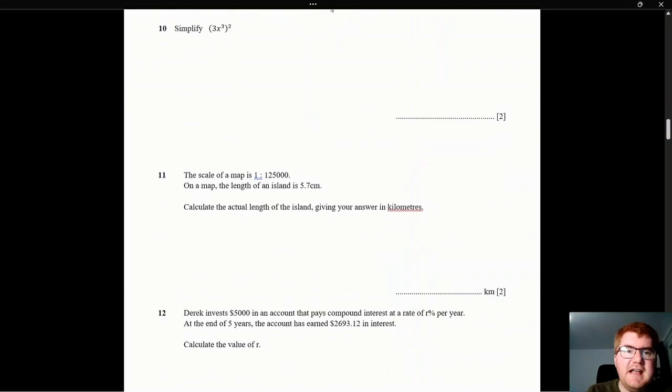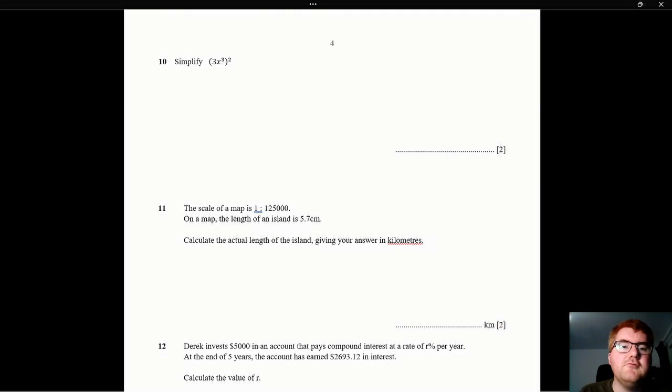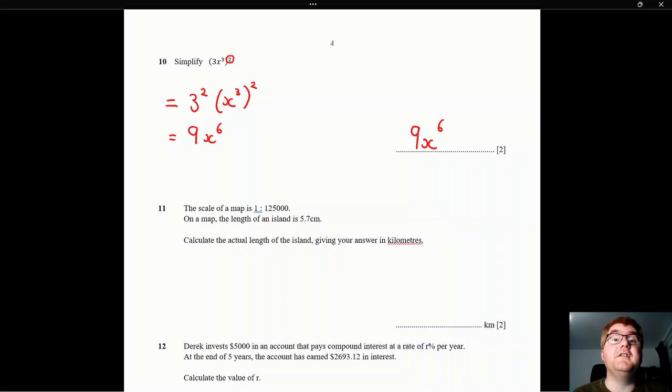Okay, on to question 10 here. So we need to simplify 3x cubed all squared. This is a question that students often get wrong. And the reason for this is this squared applies to both the 3 and the x cubed. So the way I would write this is we have 3 squared and we also have x to the power of 3 all squared. Separate it out, it's very important. 3 squared is equal to 9. X to the power of 3 all squared is equal to x to the power of 6. With brackets, we multiply those small numbers together. So we get 9x to the power of 6.